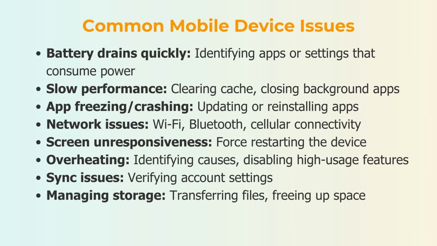Connectivity issues such as Wi-Fi, Bluetooth, or cellular signal problems are common on mobile devices. These issues are often resolved by resetting the connection or rebooting the device. If the device's screen becomes unresponsive, a forced restart may be necessary. Overheating can occur when a device is being pushed too hard, such as running multiple apps at once or being used in a hot environment. Properly managing storage by transferring files or deleting unused apps can also prevent performance issues.